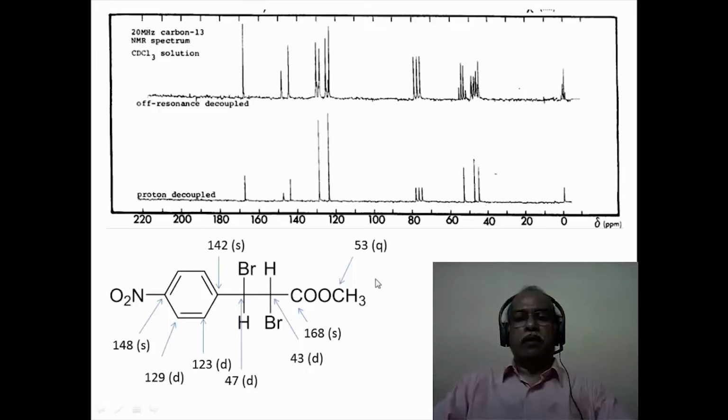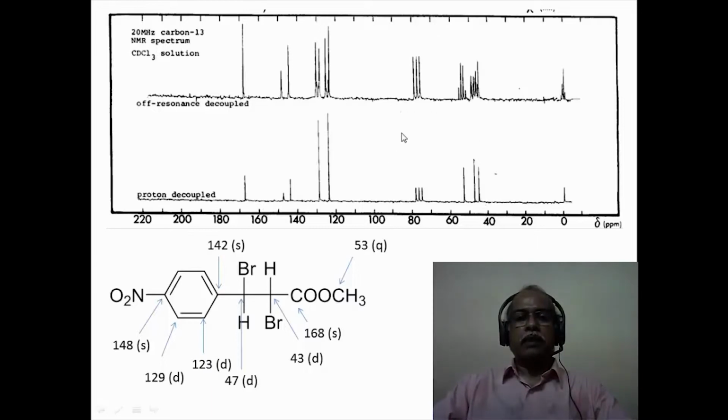Finally, we should have two doublets in the aliphatic region corresponding to the CHBr kind of carbons that are present here, and those two carbons are appearing in this region corresponding to 47 ppm and 43 ppm. The ester methyl, because it is directly attached to oxygen, would come around 53 ppm or so. So all the data that corresponds to this structure fits the carbon 13 spectrum that is given in this particular system.